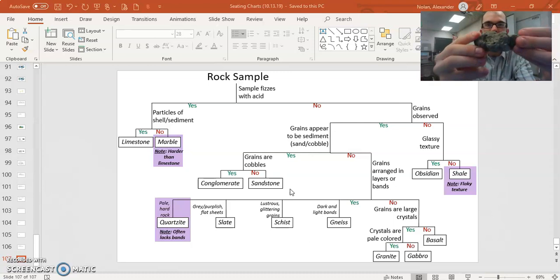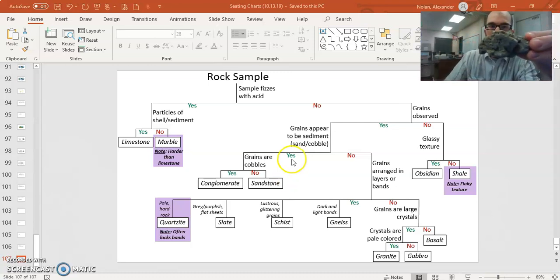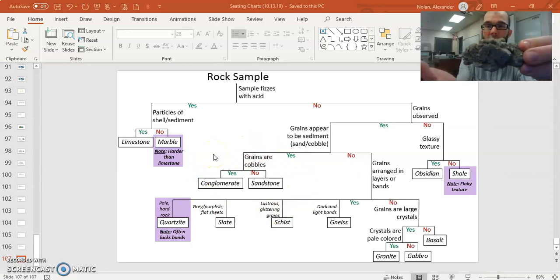Here's one that's kind of related to sandstone. If we were to answer all the questions, we would find no, it doesn't fizz. Yes, there are grains observed. Yes, the grains appear to be sediment. But now when we show up down here, if in the question, are the grains cobbles, we would say yes, the grains are cobbles, which means that we would call this conglomerate. Cobbles is just another word for like pebbles or little chunks of broken rock. Let's keep going. Let's look at some others.